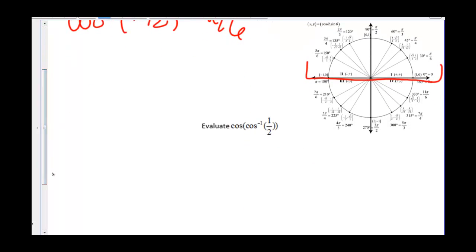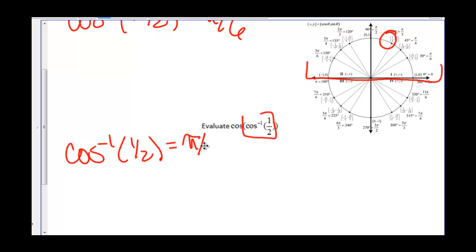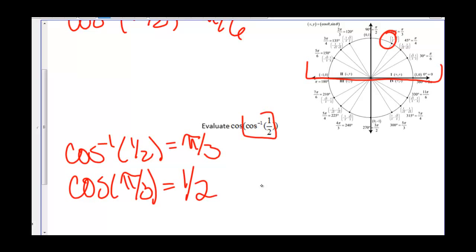And down here, first we do the inverse cosine of 1/2, and we find that that is pi over 3. Then we find the cosine of pi over 3, which is 1/2. Remember with these, the cosine of pi over 3 is a half because we're restricted to these values. So we can't get 5 pi over 3 because that's not in our domain.